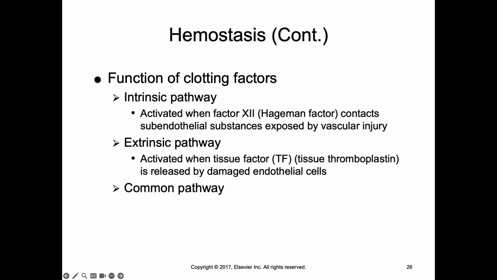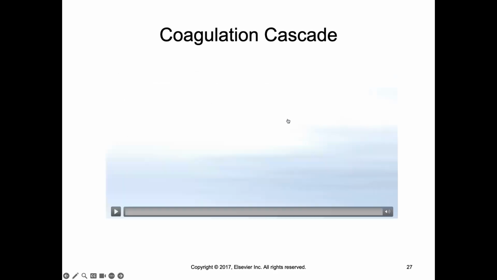The intrinsic pathway is activated when factor 12 comes into contact with subendothelial material exposed by injury, while the extrinsic is activated when tissue factor is released by damaged endothelial cells. And then there's a common pathway as well. So let's take a closer look at this.